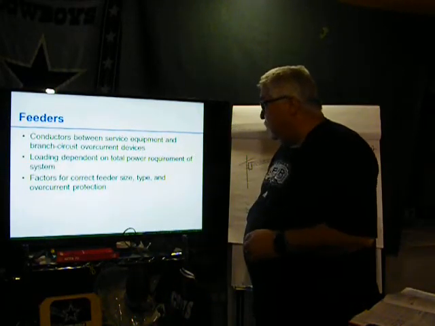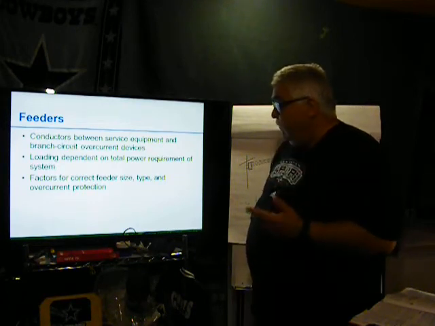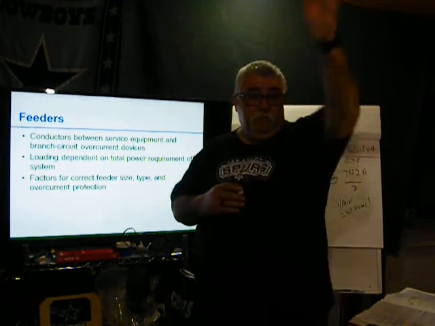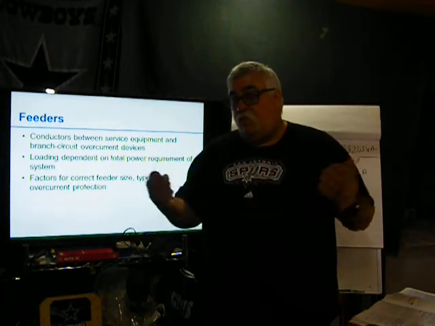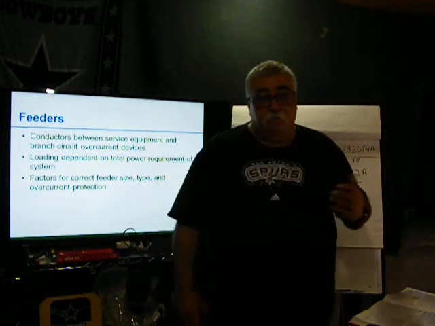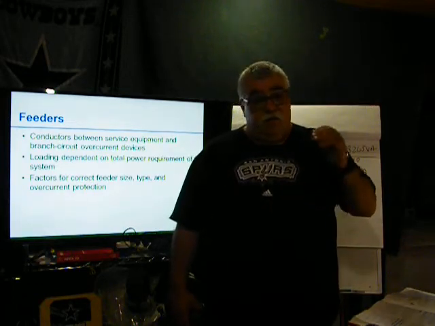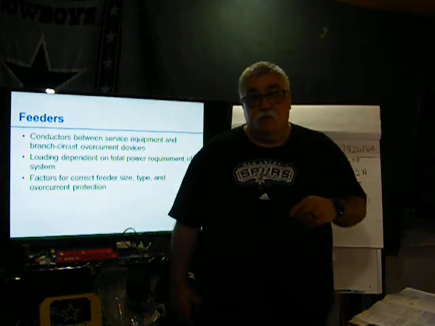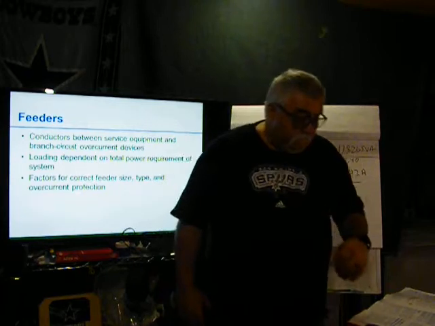Factors for correcting the feeder size, type, and overcurrent protection. The factors, what are the factors? Well, we got voltage drop. You got a long distance, meter on one side, panels on the other. Who knows? Heat. You may be going in a hot attic, or you may be going on the roof, exposed to sunlight. So these are corrections that we do have to make on that wire.